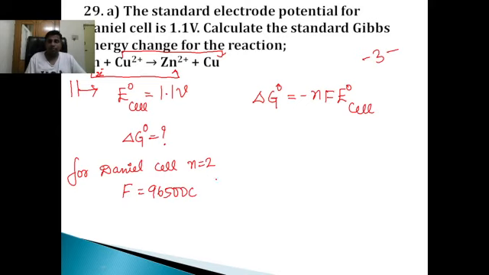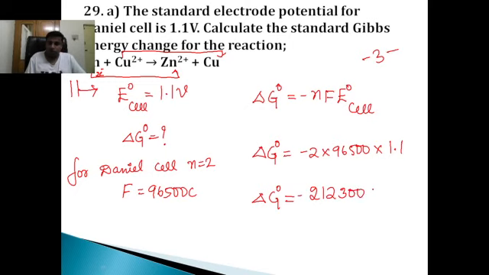E0 cell is given. Can we calculate delta G0? Very simple. Therefore, delta G0 is equal to minus 2 into 96,500 coulombs into 1.1 volts. Therefore, delta G0 is equal to 2 into 96,500 into 1.1. We are getting minus 212,300 joules. So this is the answer.